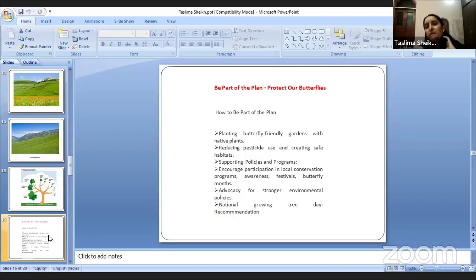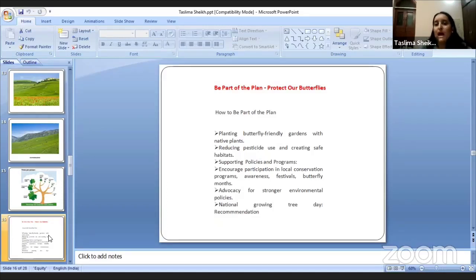And personally, I do the awareness in the form of workshops and lectures or talks in many colleges and schools where students can learn about the importance of butterflies and their conservation also.